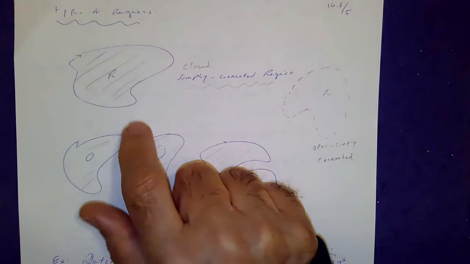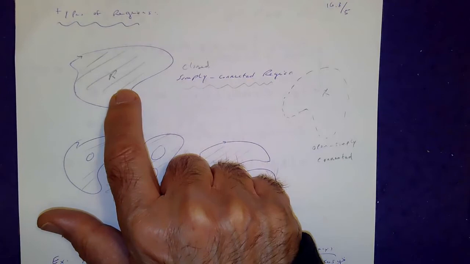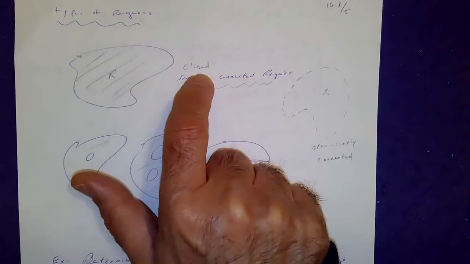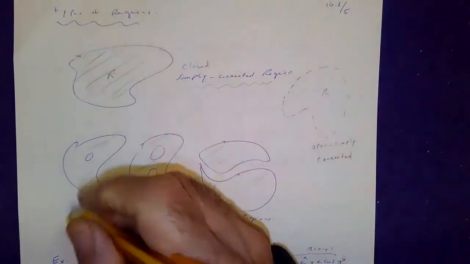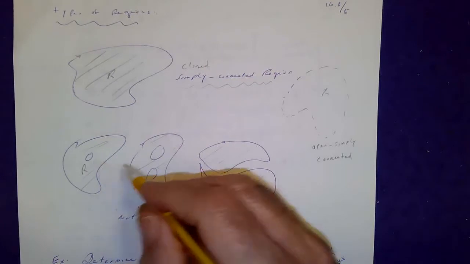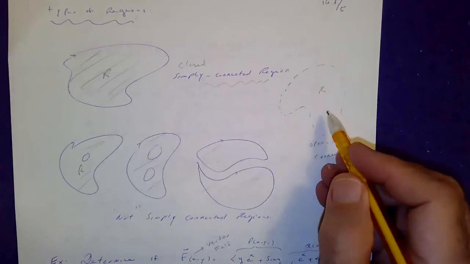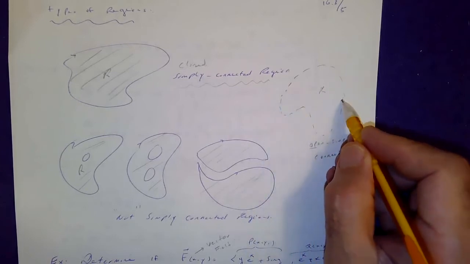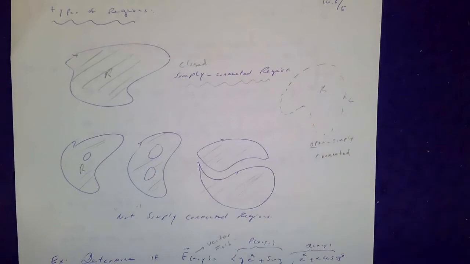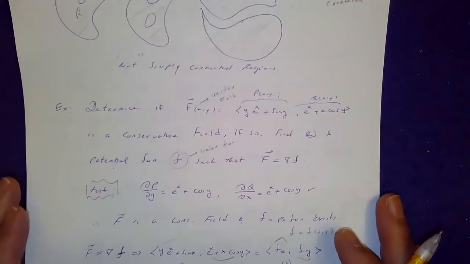So this is called a simply connected region because there is no hole in it and it's closed. However, if there is a hole in the region R, whether you have one hole or multiple holes, these are not simply connected regions. This guy is simply connected, there is no hole, but it's open. Do you see it? Because it doesn't include or contain the boundaries of the region. Okay, so here's an example.